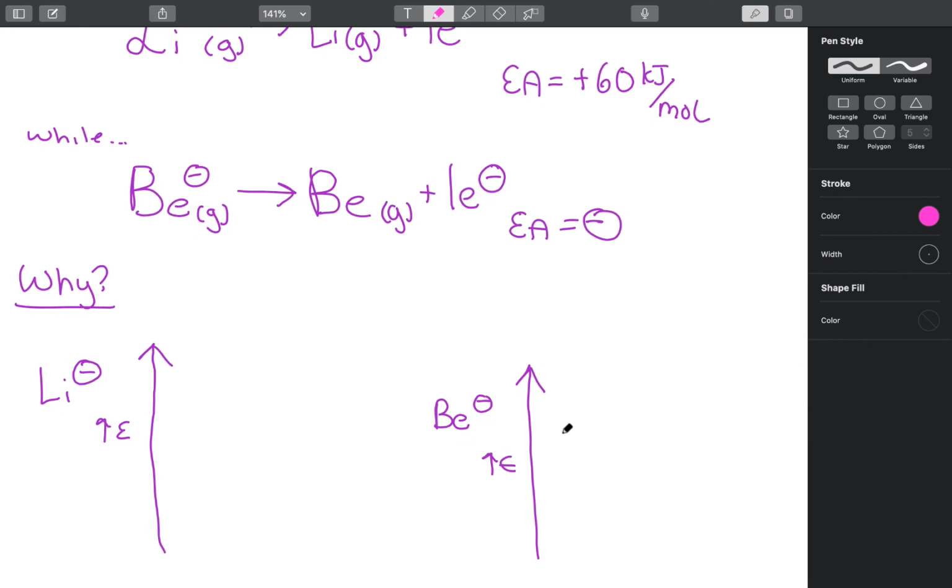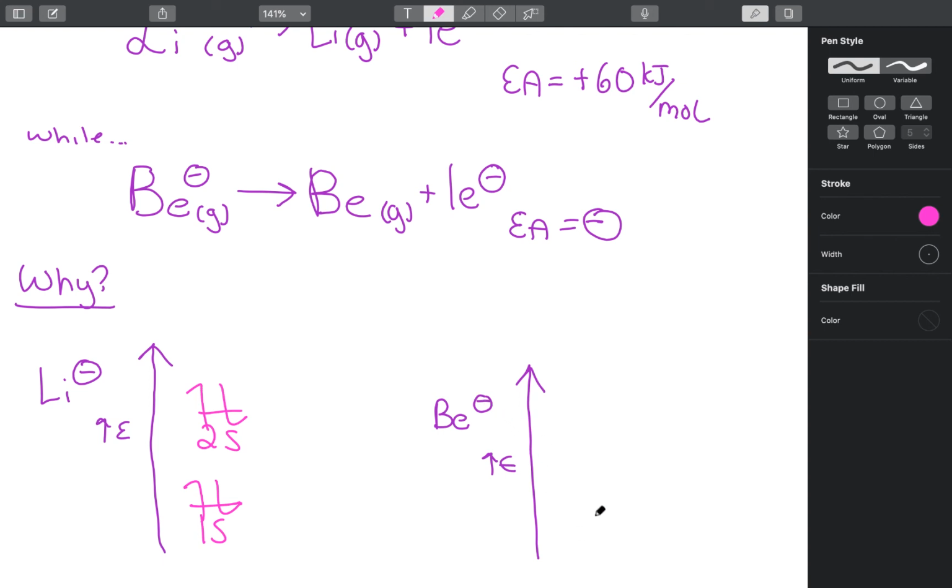So we're going to use the orbital diagram again. Let's fill the orbital diagram for the lithium anion. The lithium anion first fills in its 1s subshell, and then the 2s subshell. So now let's go to the 2p. Let's go to the beryllium atom now.